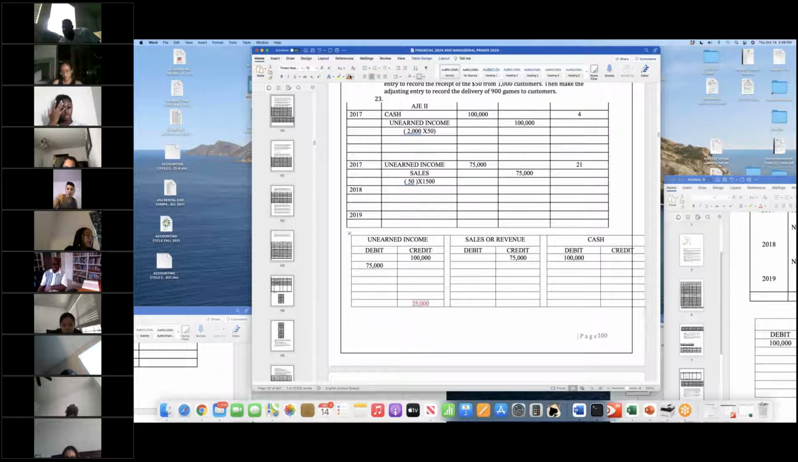Can we go over one of the ones about the cars and depreciation? Because I think I'm a little confused. Well, we're going to get to that, but I want to make sure that we can do unearned income and that we can do supplies, because that's what's going to be on the midterm.